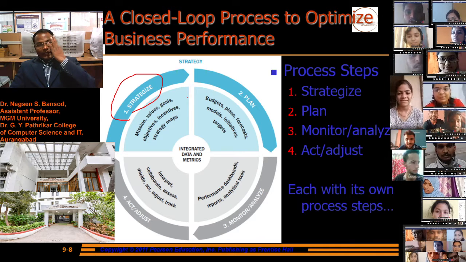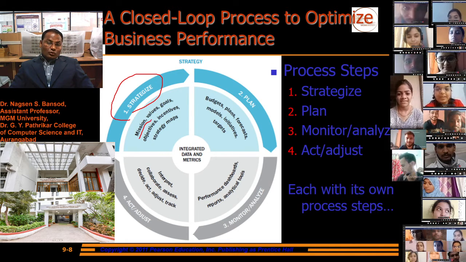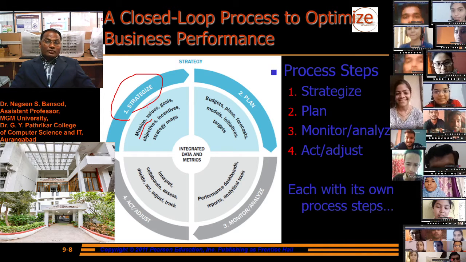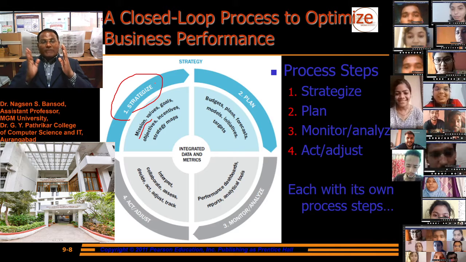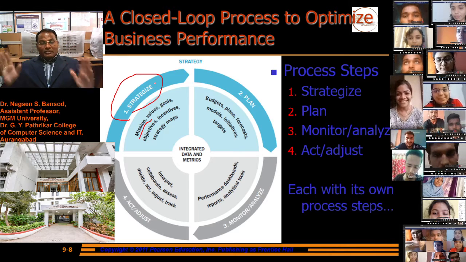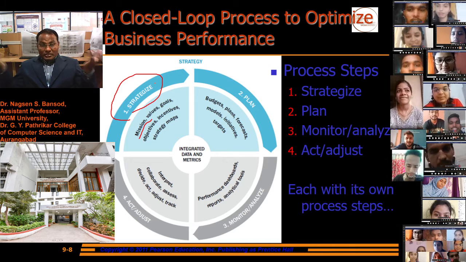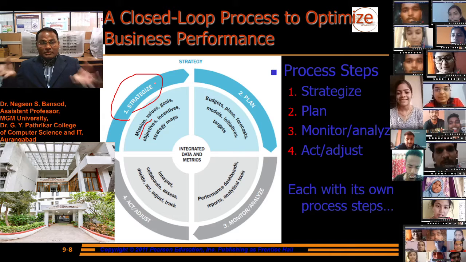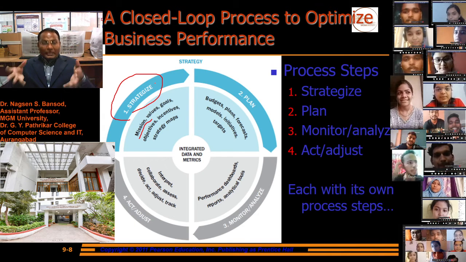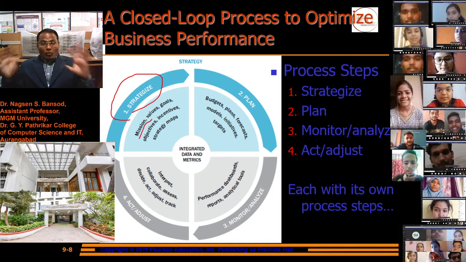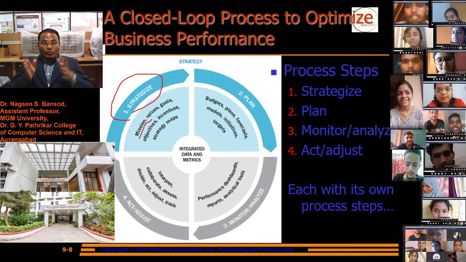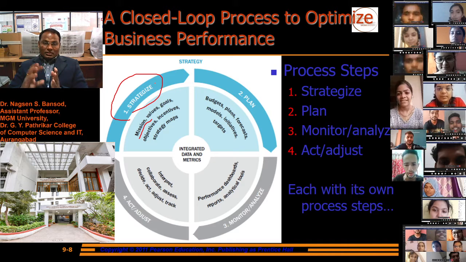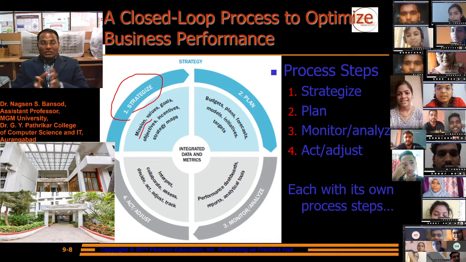Strategies: milestones, values, goals, objectives, incentives, strategy maps. All of these we have to decide in this strategy. The mission of our organization: why we have to buy this software, why we have to start this business, why we have to select this location, why we are developing this product. Then values: how essential this product is in the area we have selected.